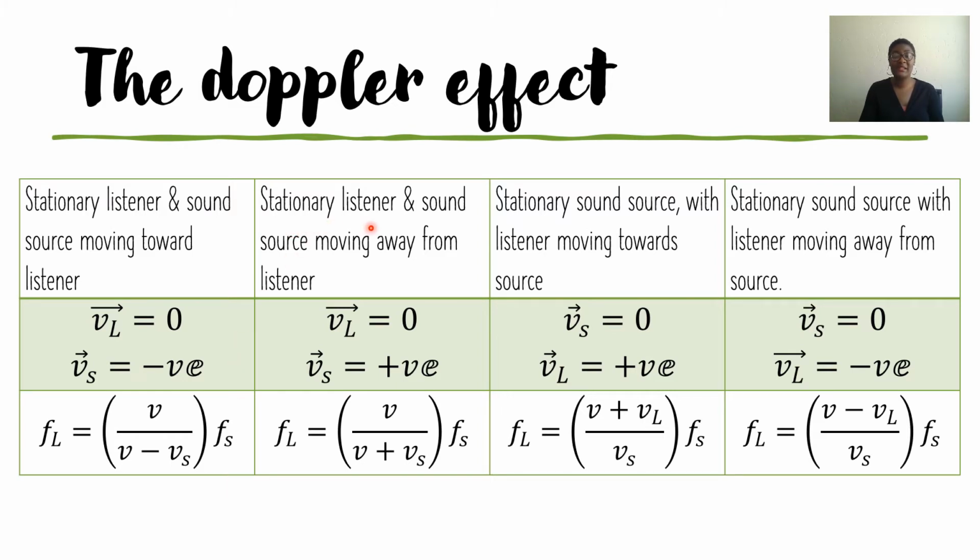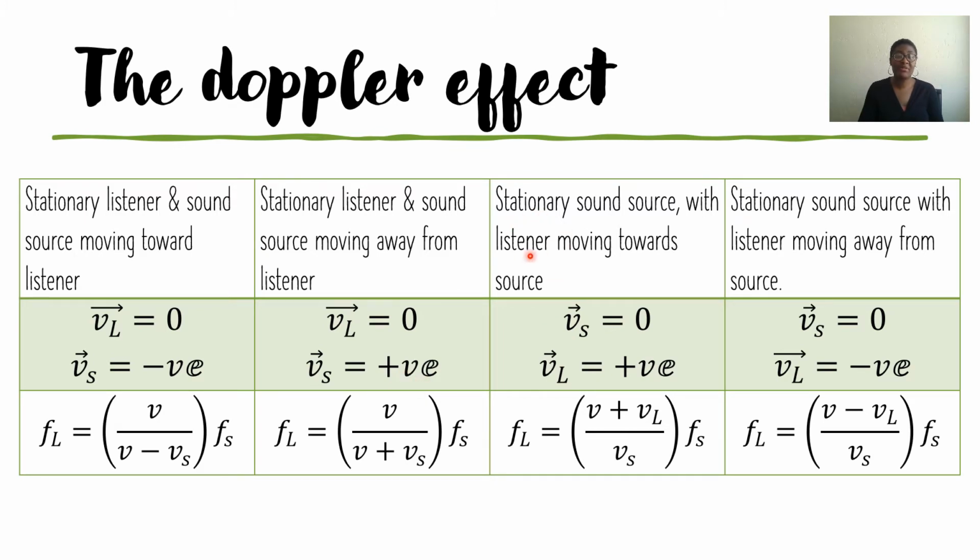Now, if the listener is stationary and the sound source is moving away from the listener, then the speed of the sound source is going to be positive, because it is going away. But again, the speed of the listener is 0 because the listener is not moving. And then you replace that in your formula. You see, instead of a negative, you will have a positive because the speed of the sound source is now positive.